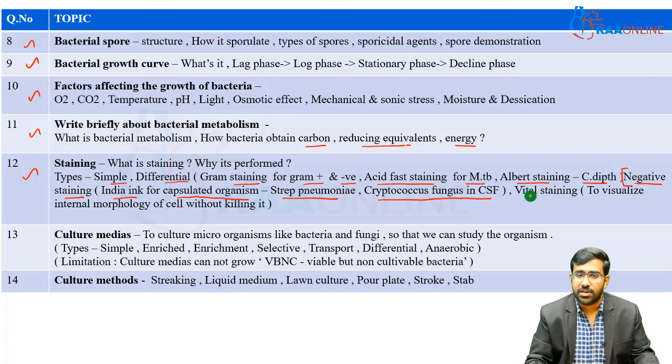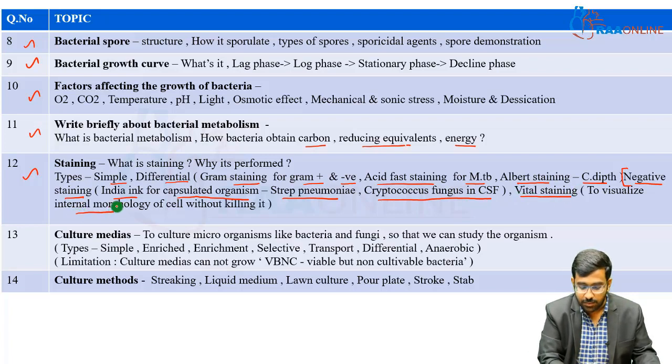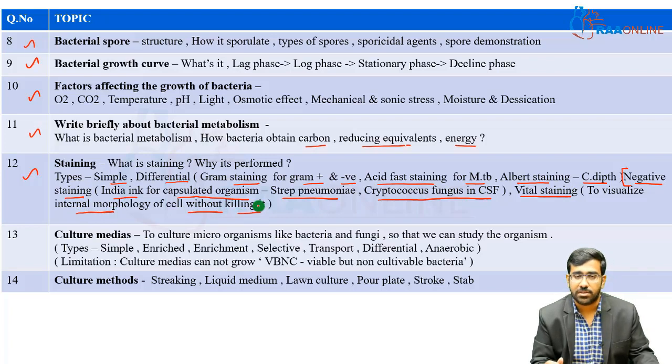And vital staining. Vital staining is a stain which will not kill the organism, but still we'll be able to visualize the particular structure. So we can study the internal morphology without killing it. So this is the particular staining. You must be able to remember this staining method. It can be asked in a short note.